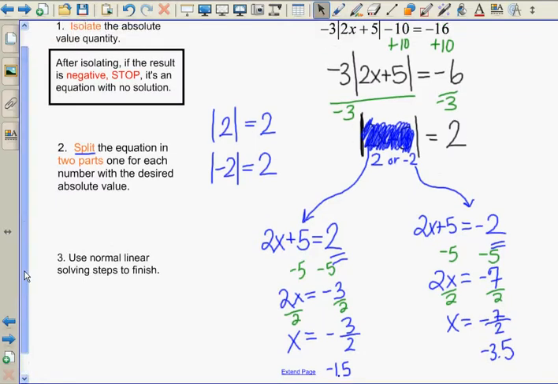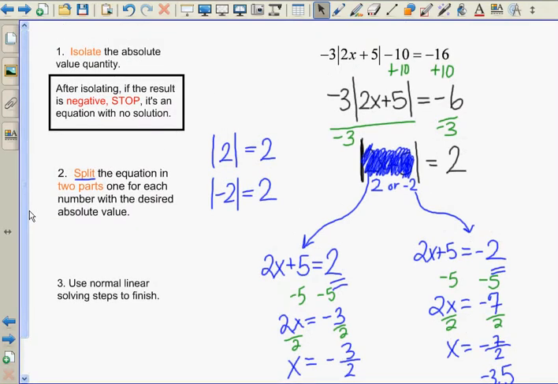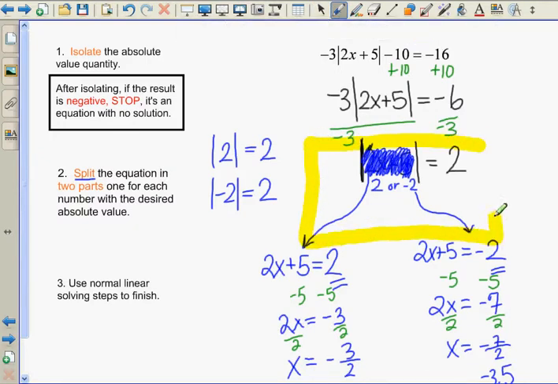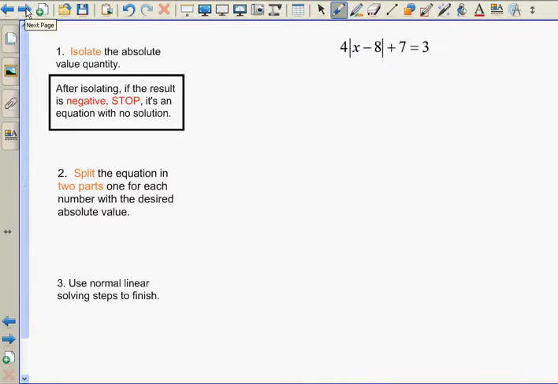Okay, so take a second and look back at this. The toughest part is right here at this step where we are splitting into 2 problems. And again, that's all based on what number is out here. Okay, let's do another one just to see what it looks like.